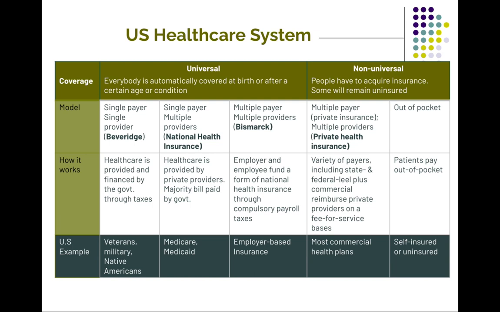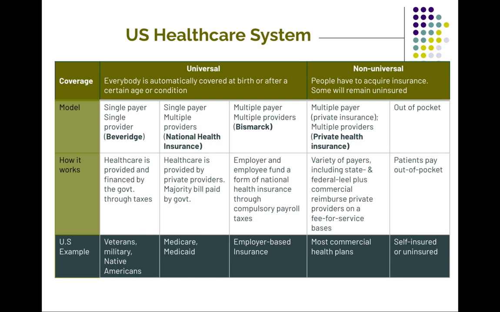So the veterans, military, and Native Americans fit in with the Beveridge model, meaning single payer, single provider. Then you have Medicare and Medicaid that fit in with the national health insurance model, single payer, multiple providers. Then you have multiple payers, multiple providers, which is employer-based insurance, and then you have the commercial healthcare plans.